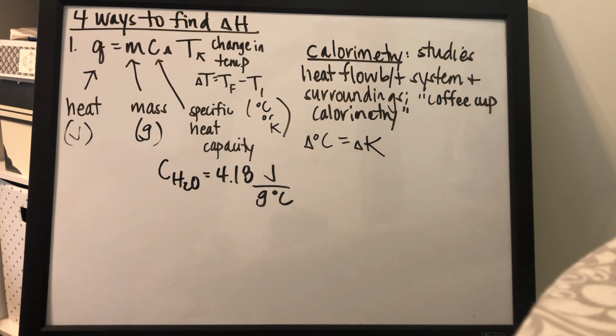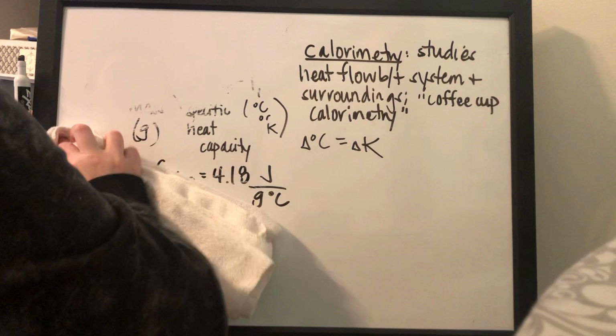So on your paper, there's 2 examples. The first one is really just an MC delta T equation, and the second one is more of a calorimetry experiment. So if you'd like to try to solve these on your own, you can pause this video. Otherwise, I'm going to solve them.